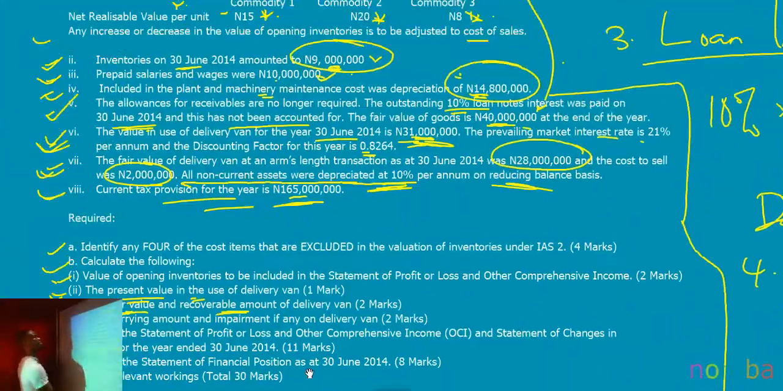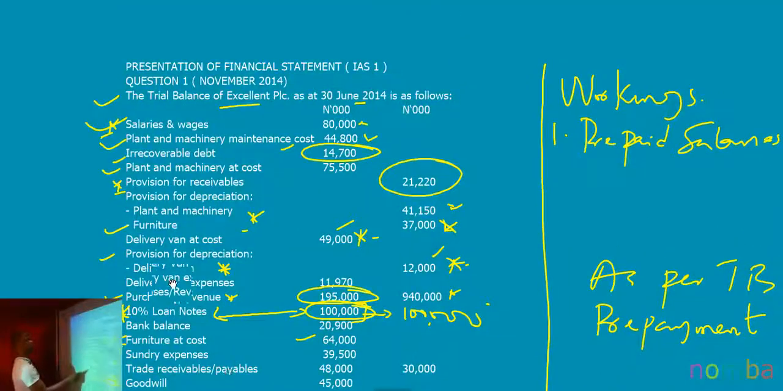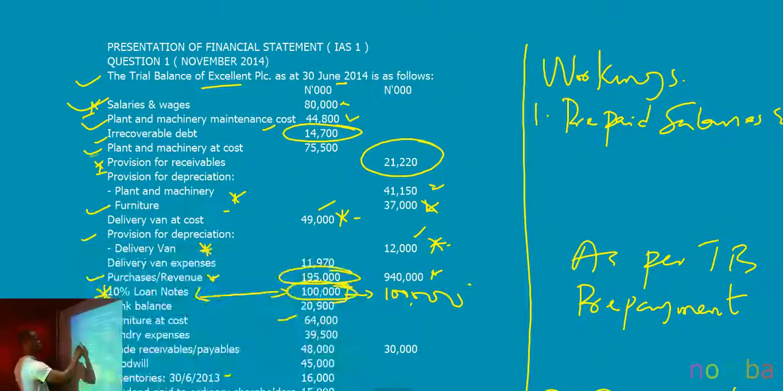So what's the next item? The next item I have here is plant and machinery at cost. That's an asset. This provision for receivables, we were told in the additional information that it is no longer required. So these provisions for receivables, we are going to not recognize it in our books because we're told that it is no longer required. So we should not recognize it in our books.